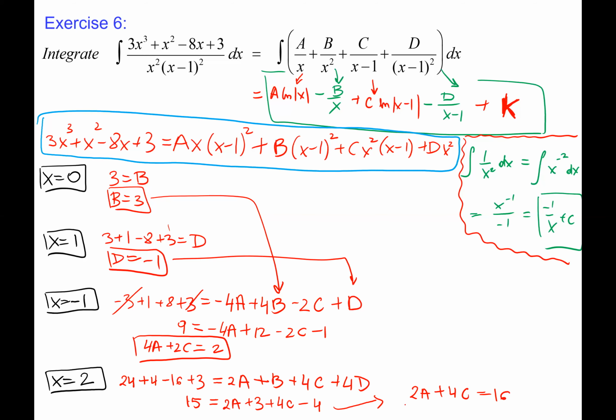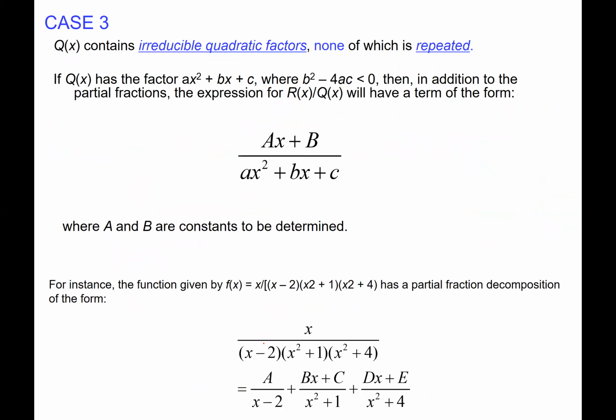That means now I will combine these two equations. Okay, I will put 4a plus 2c, it's equal to 2. Actually, let me divide. Oh no, I can divide by 2. 2a plus c, it's equal to 1.